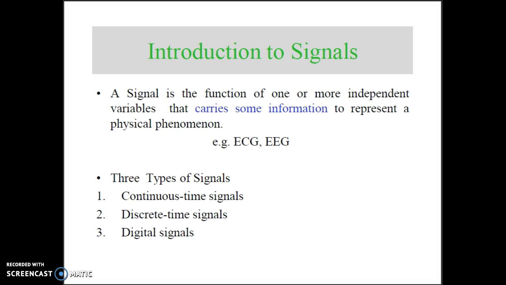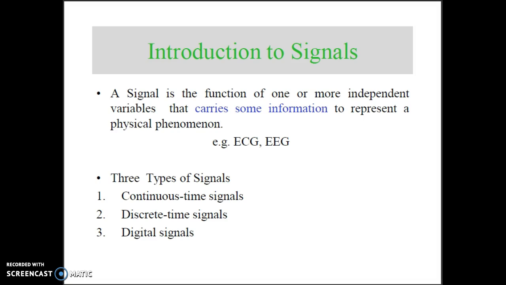Basically, in a communication system, the word signal is used very commonly, and therefore we must know the exact meaning of signal. Mathematically, a signal is described as a function of one or more independent variables that carries some information to represent a physical phenomenon. Simply, we can say that a physical quantity which contains some information and which is a function of one or more independent variables is called a signal.